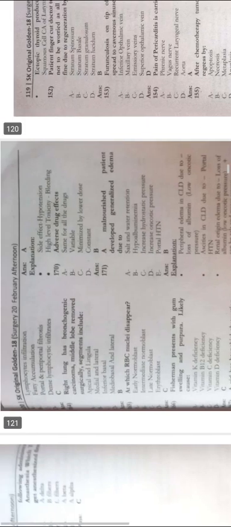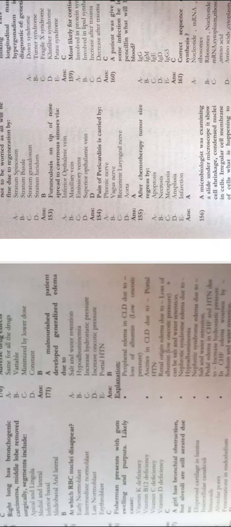A fisherman presents with gum swelling and purpura. The likely cause would be vitamin C deficiency. The girl has bronchial obstruction, but the alveoli are still aerated due to the alveolar pores. Fenestrated capillaries are mostly found in the kidneys. The common side effect of protamine sulfate would be hypertension. Next, adverse drug effects are variable. A malnourished patient develops generalized edema due to hypoalbuminemia. Which of the following is a locally malignant tumor? That is ameloblastoma. Acquired immunity is by antibodies.